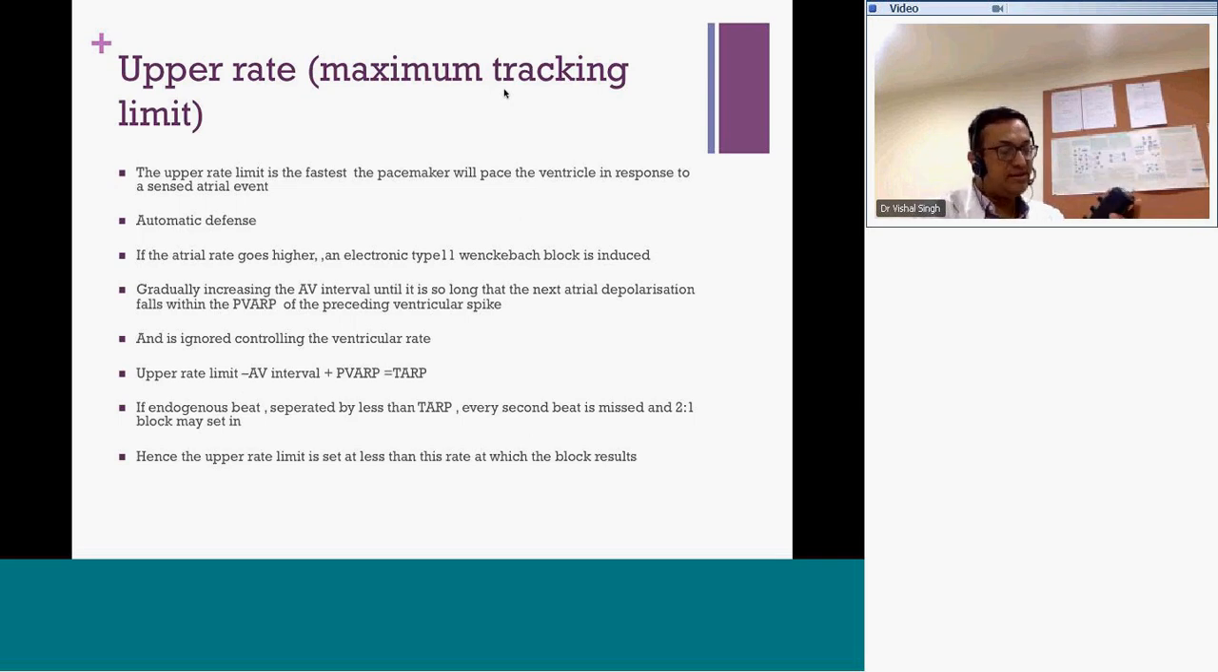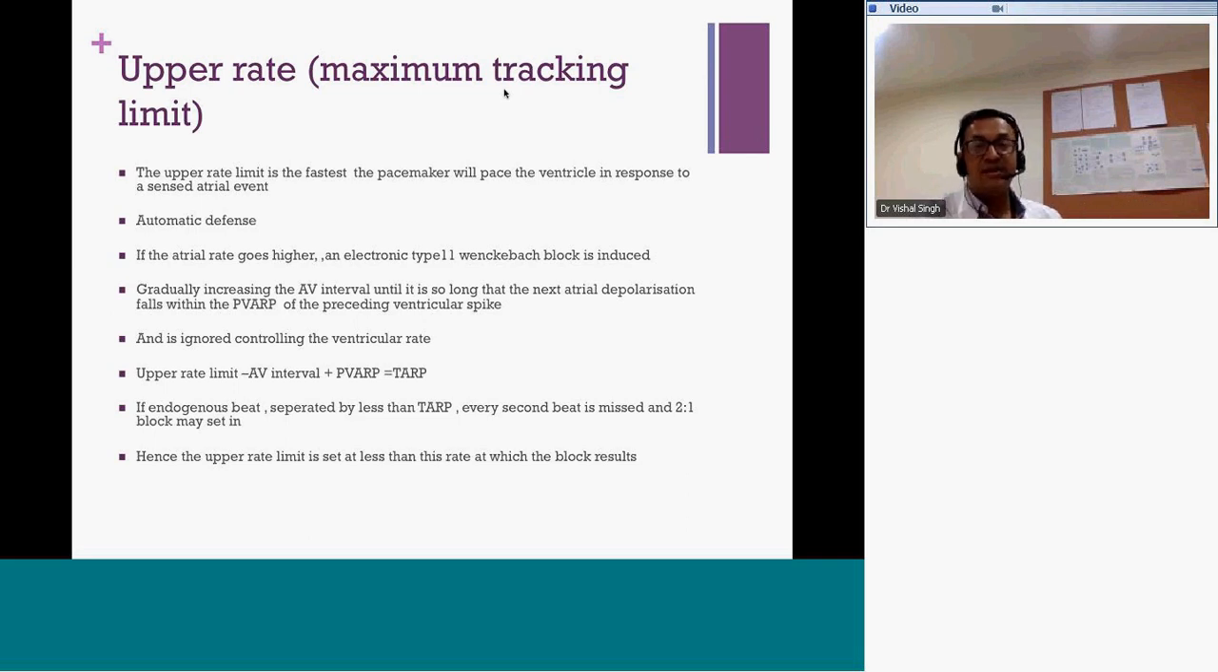Something which I showed you in the atrial thing. When you're doing the atrial pacing, you will see, even in this, the upper rate out here. If you can see it, the atrial tracking is there. And again, there's an upper rate which is set. So this upper rate is the fastest the pacemaker will pace the ventricle in response to a sensed atrial event. So it's an automatic defense. This is all automatically set by the pacemaker.